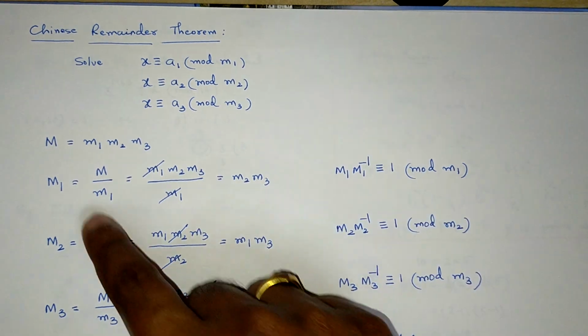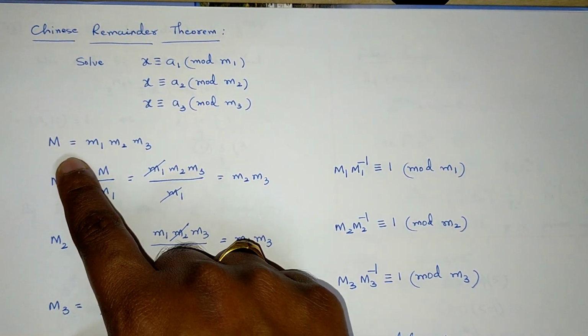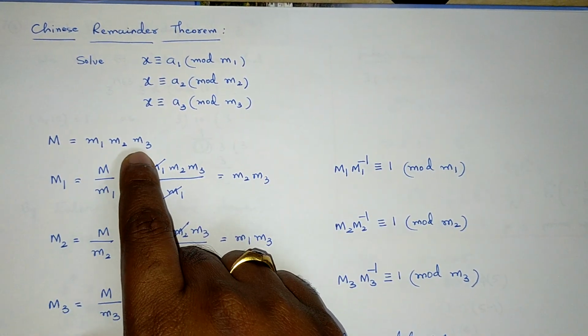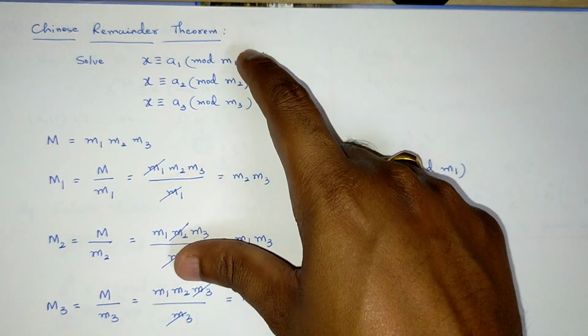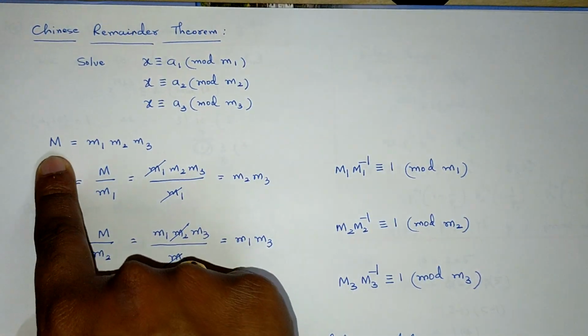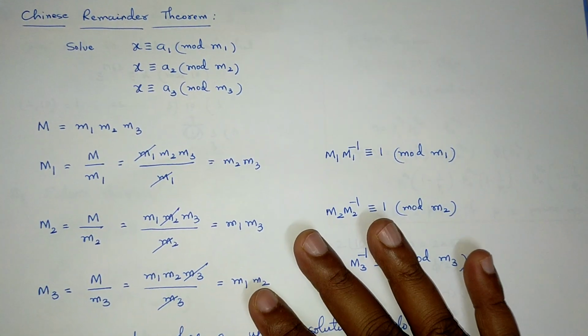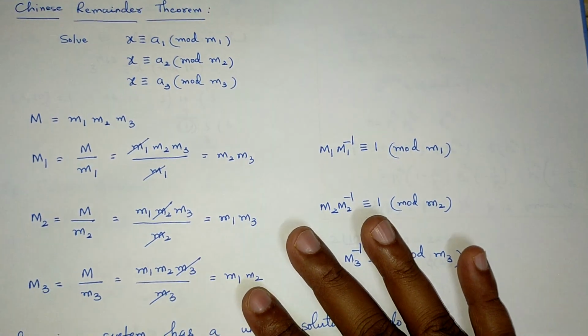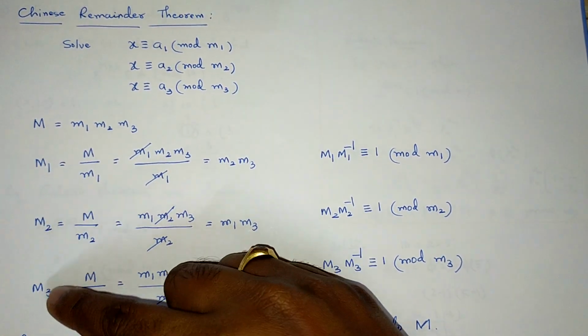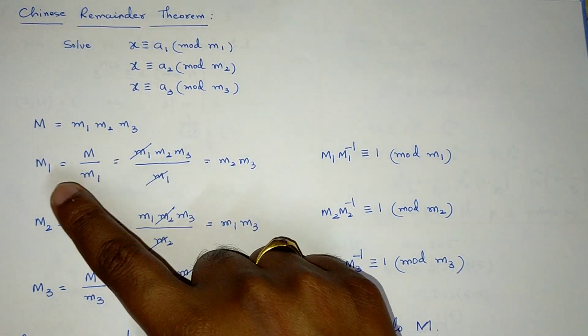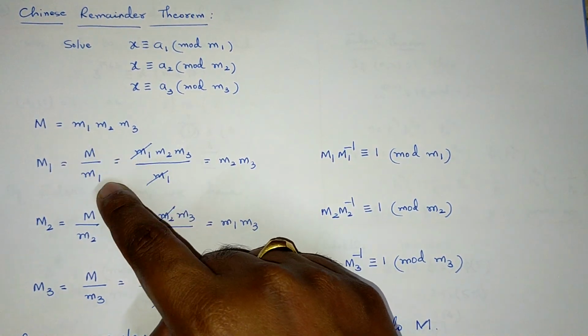Okay, so here M will be what? It is m1 times m2 times m3. First we have to calculate the product of m1, m2, m3, and call it capital M. Later we have to calculate capital M1, capital M2, capital M3. So what is capital M1? It is capital M by small m1.